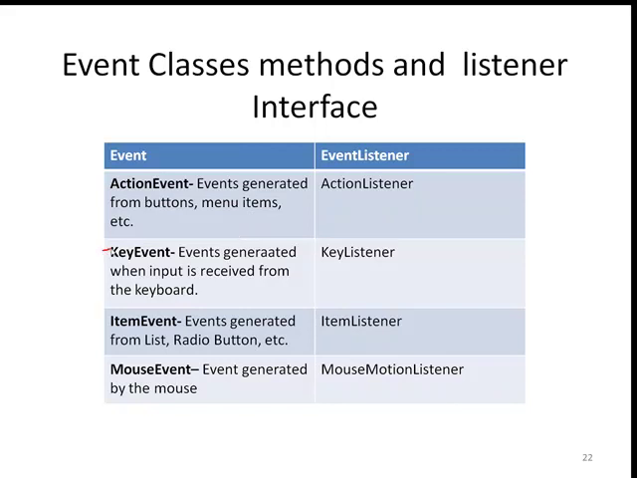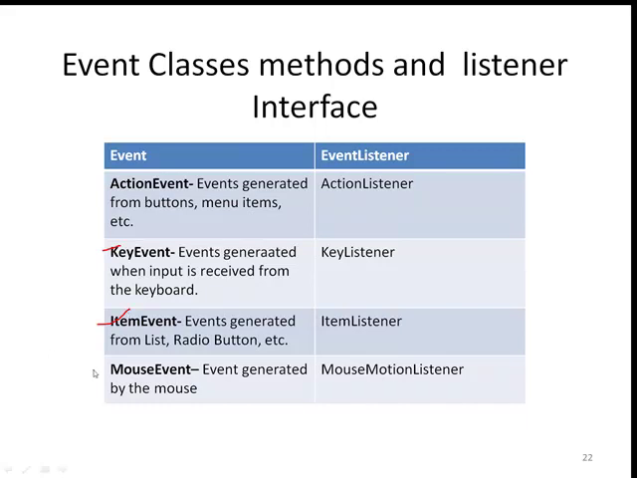The second one is key event. A key event is generated when a key on the keyboard is pressed, released, or typed. These events are handled by implementing the key listener interface. The third one is item event. An item event is generated when the user clicks on a checkbox or a list item, or selects or deselects a checkable menu item. These events are handled by implementing the item listener interface.